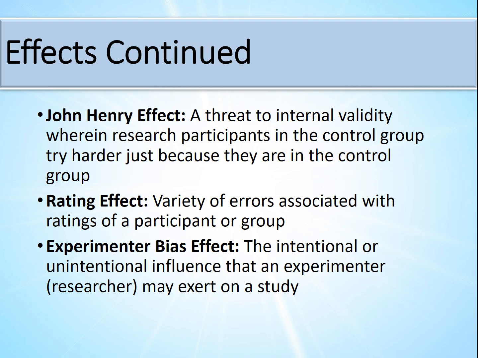John Henry effect is a threat to internal validity wherein research participants in the control group try harder just because they are in the control group. Rating effect. A variety of errors are associated with ratings of a participant or group. These are the expectancy effect that the textbook discusses, halo effect, overrater error, underrater error, central tendency error. These types of effects limit objectivity and reliability. Experimenter bias effect. The intentional or unintentional influence that an experimenter may exert on a study. This limits objectivity of the research.